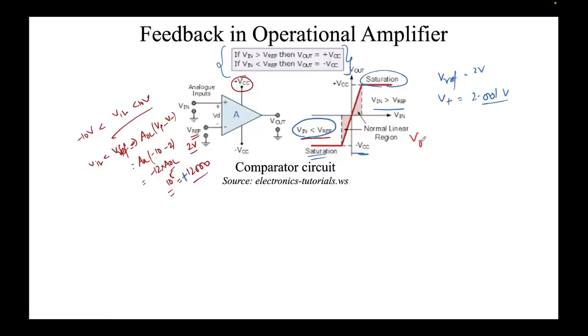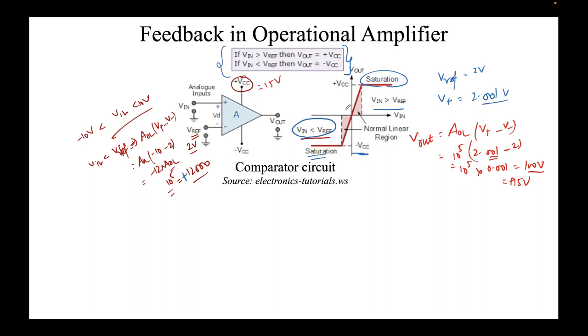So output voltage would be V out equal to simply AOL times (V plus minus V minus). AOL is 10 to the power 5. V plus is 2.001 volts minus V minus is 2 volts. So we'll get 10 to the power 5 into 0.001, which is 100 volts, which we cannot get, so it will saturate at plus 15 volts or plus VCC. Let's say plus VCC is 15 volts. Now this is a very bad comparator. This 0.001 volts could be noise, so just due to the noise it will saturate very suddenly. So this comparator is not a very good circuit.